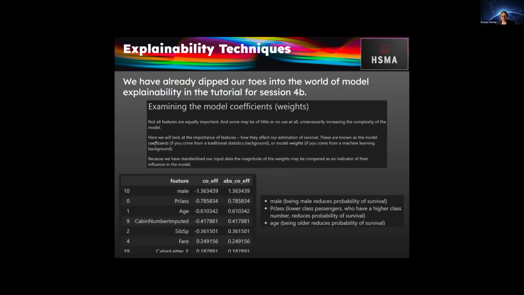So we actually dipped our toes into the world of model explainability all the way back in session 4B, when we were looking at logistic regression. We were examining the model coefficients, the weights of these models. And we were finding out there that not all features are equally important. What we could see was that being male was very important to the final prediction and had a strongly negative effect on your likelihood of survival, as did what class of passenger you were, and your age. But as we got further down, things like your fare maybe didn't have such an impact on the prediction that came out.